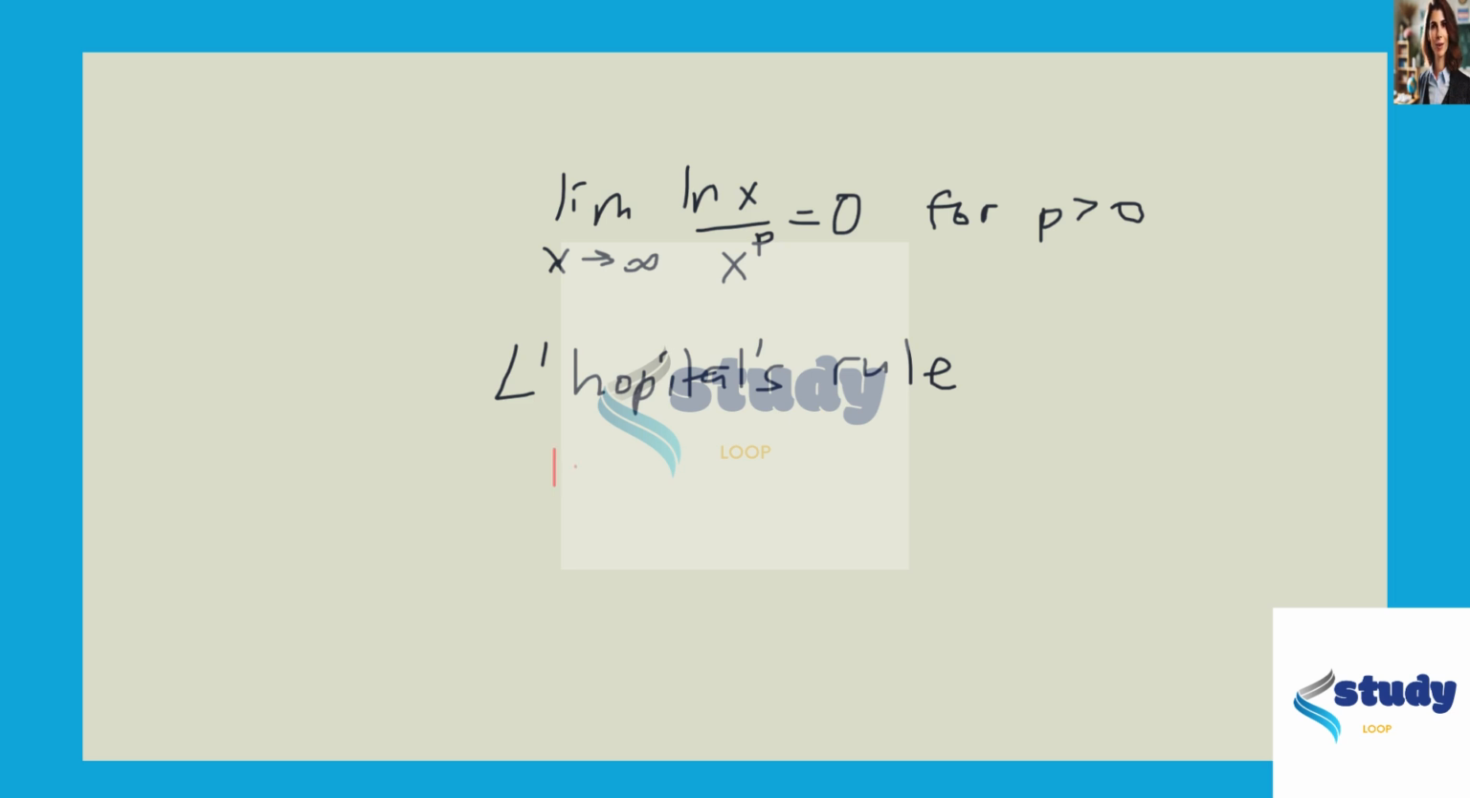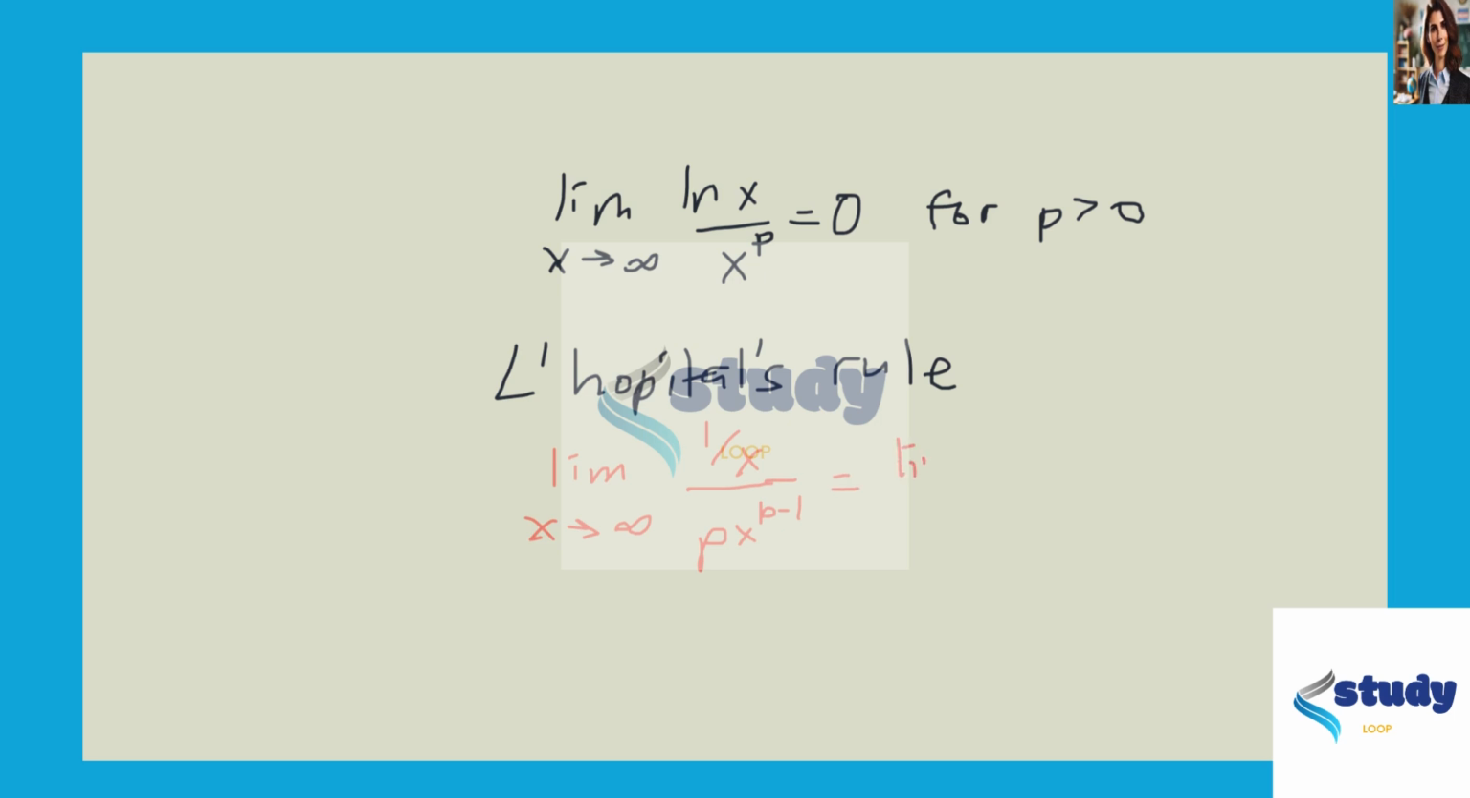So that means we can rewrite our limit, and instead of writing ln x, we can write the derivative of ln x, which is 1 over x. And then we can also write the derivative of x to the p. Now remember, p can be any number that's greater than 0. And we can use the power rule here. For x to the p, we multiply by p, and then we decrease our exponent by 1 to get p minus 1 as our new exponent.